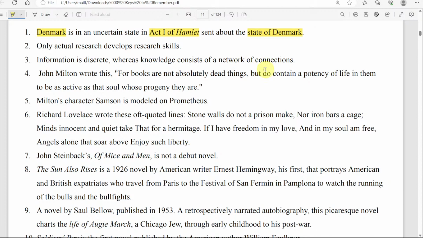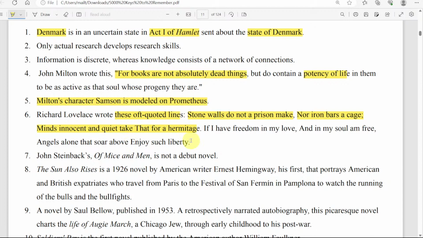John Milton wrote, "For books are not absolutely dead things, but they do contain a potency of life in them to be as active as that soul whose progeny they are." Anyway, Milton's character Samson is modeled on Prometheus. Richard Lovelace, remember that he wrote these oft-quoted lines: "Stone walls do not make a prison, nor iron bars a cage. Minds innocent and quiet take that for a hermitage. If I have freedom in my love and in my soul, I'm free. Angels alone that soar above enjoy such liberty."